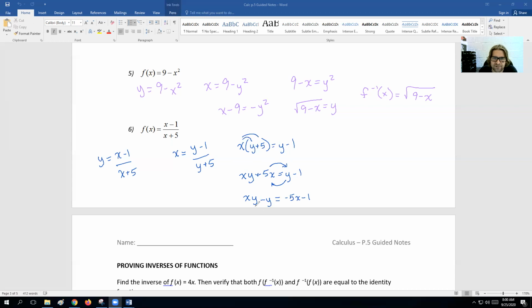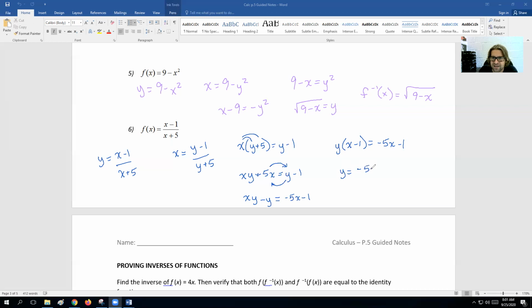Now, the reason why we do that is because now, since both of these have a y on the same side, we can factor out the y. We can take away a y from both of these. This becomes an x minus 1. And the other side is just still negative 5x minus 1. Now, the reason why that is important is because once we factor out the y, that y is almost by itself. It's just being multiplied by x minus 1.